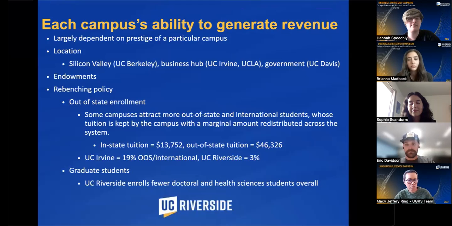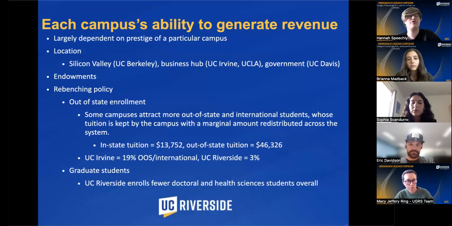The second is endowments and also the rebenching policy. This is where the rebenching policy gets a little tricky. Because some campuses attract more out-of-state and international students because of that prestige, the way tuition works is that out-of-state enrollment and tuition actually gets to be kept by that campus. There's a very marginal amount redistributed across the campuses, but when you consider that out-of-state students pay $46,000 in tuition and the university gets to keep that, they're going to get more money by enrolling international and out-of-state students. Whereas UC Riverside, that primarily serves in-state students, they're missing out on a lot of that revenue.